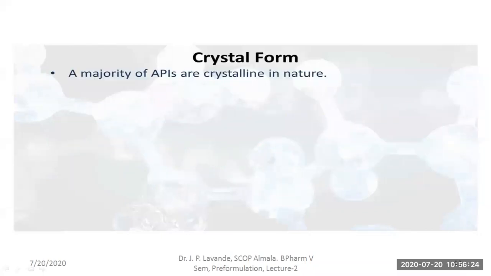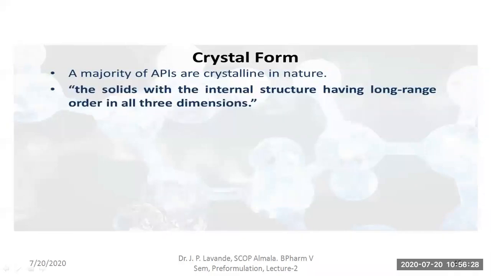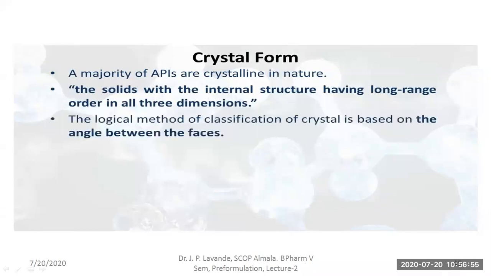In the crystal form, a majority of the APIs exist in the crystalline form. That means these are solids with an internal structure having long range order. They are highly stable, more stable ones, and they have all three dimensions, like length, breadth, and width. So they have three different angles and three different directions.